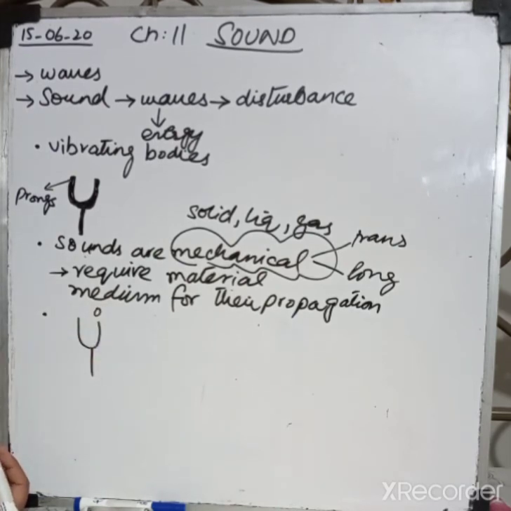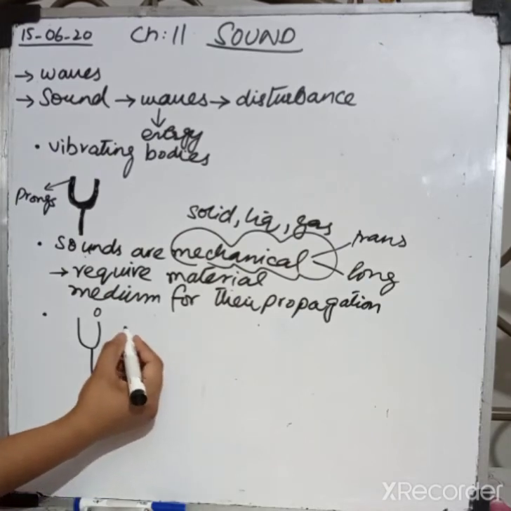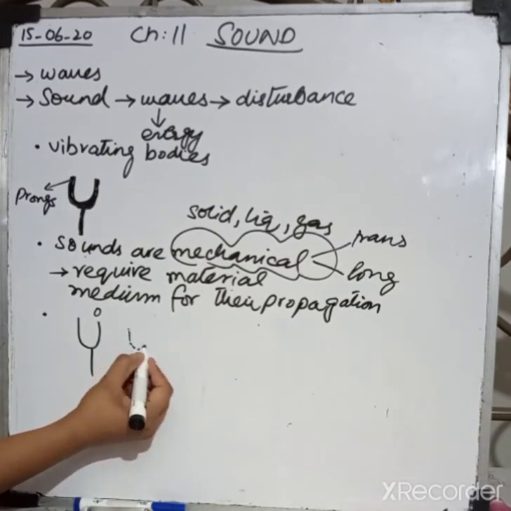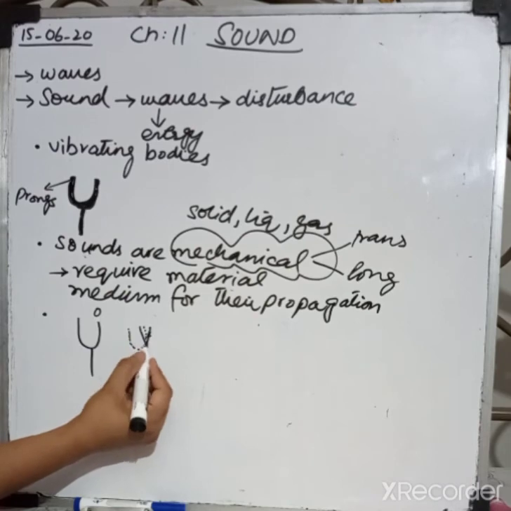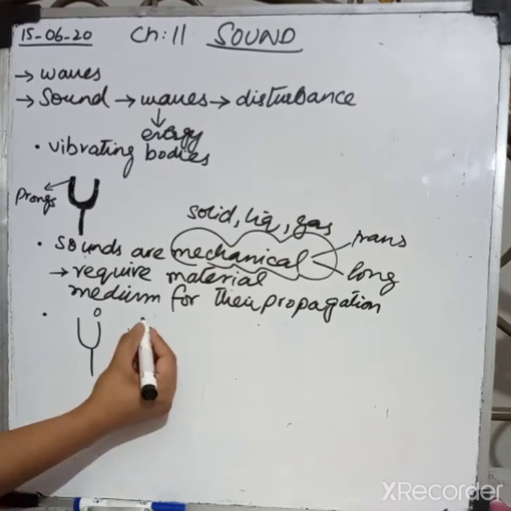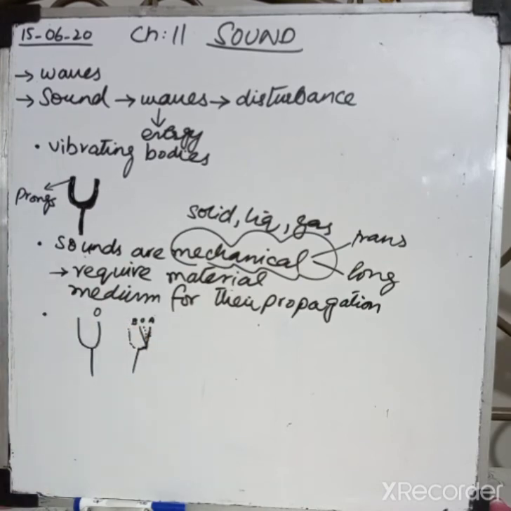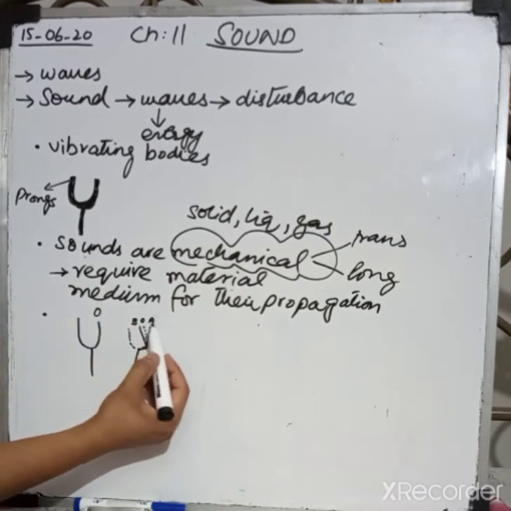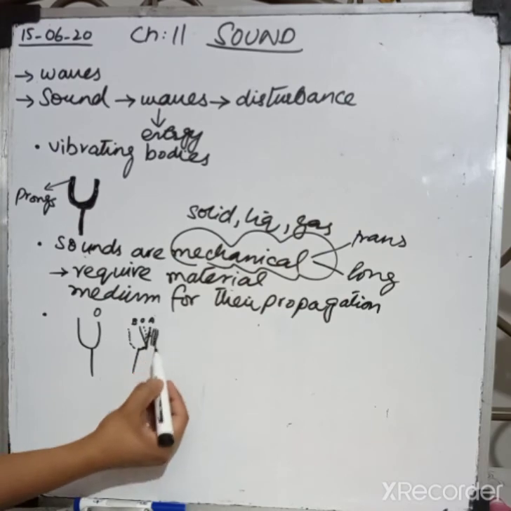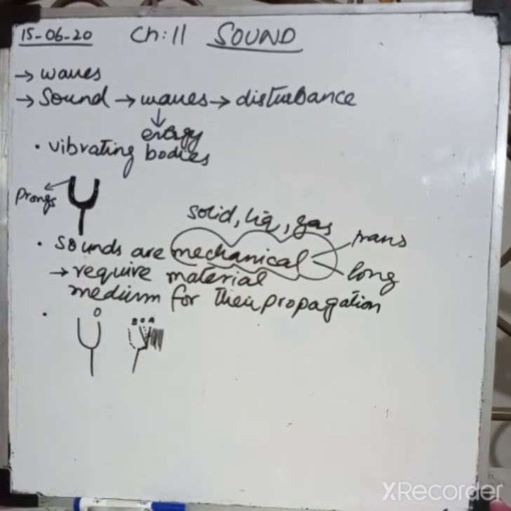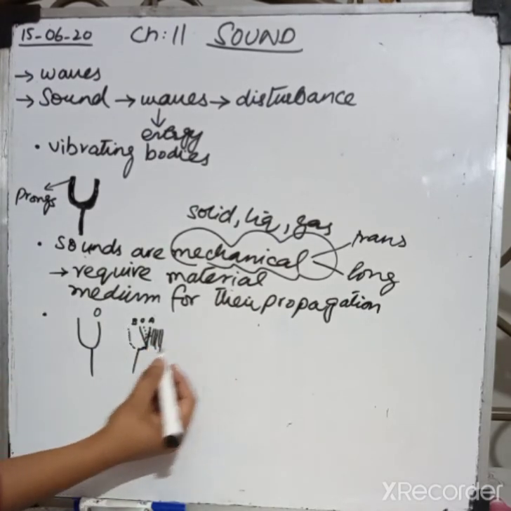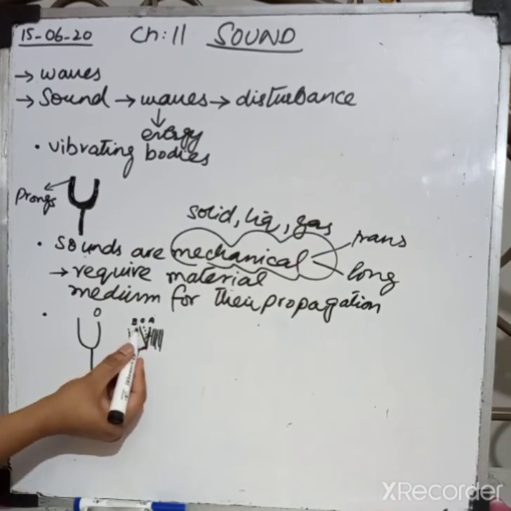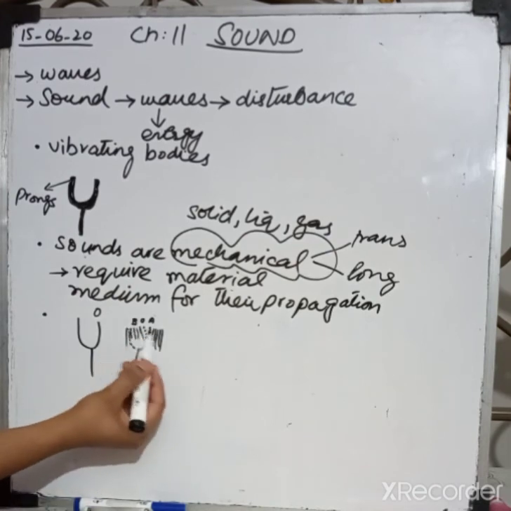When it is hit against the rubber pad, it will start vibrations. Vibration means it will move forward and backward from its mean position. Suppose A and B. Whenever it moves from O to A, it will compress the air layer present in front of it, and whenever it goes back to B, what will happen? It will press the air layer present on this side, and it is a very rapid process. The vibration is a very rapid process.